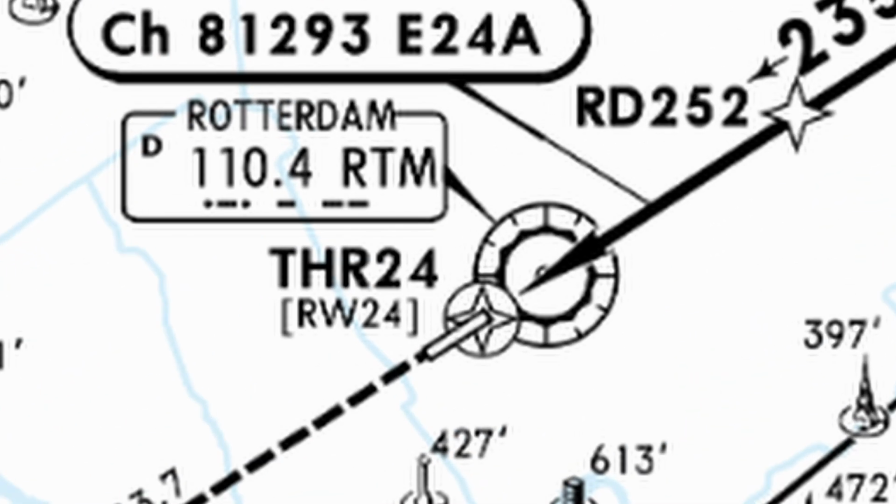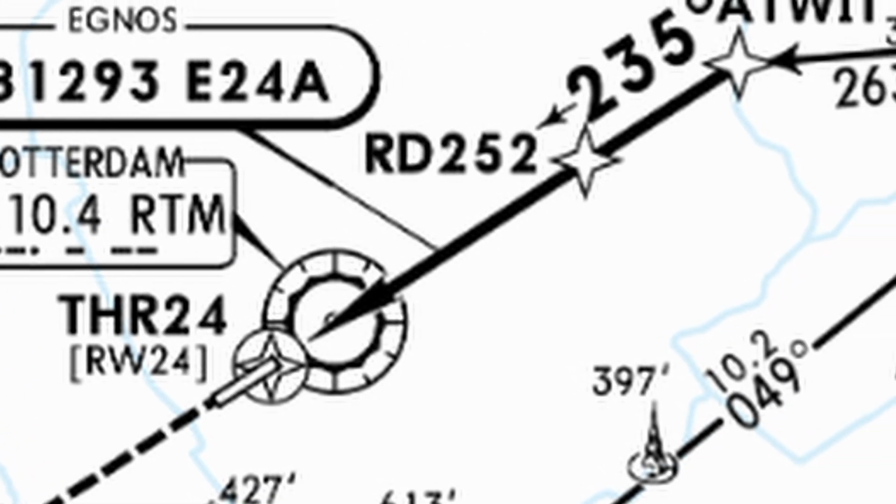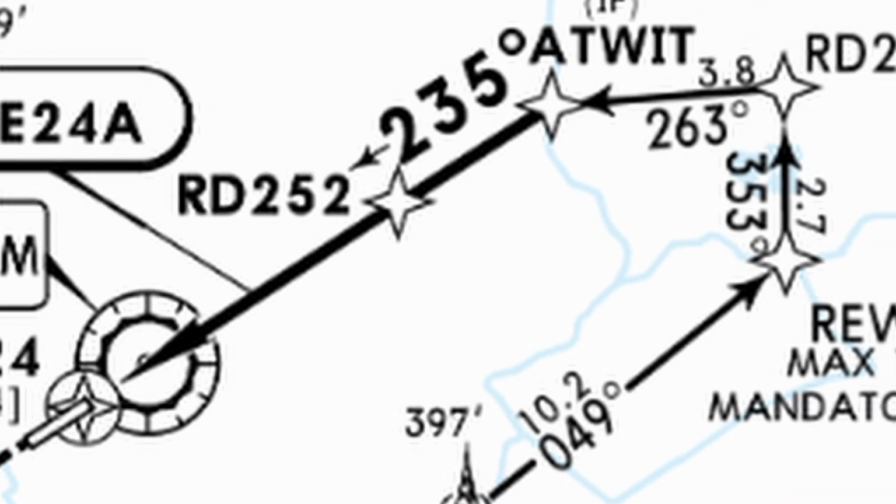So for the one with the circle, we know we need to fly to it, where the other ones are a little bit more flexible. Besides that, if we look back, we can see that we need to fly a heading of 235, and that RD252 is likely one of the last waypoints before we hit the runway.